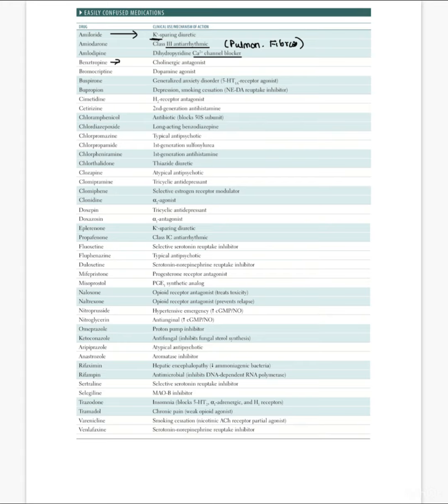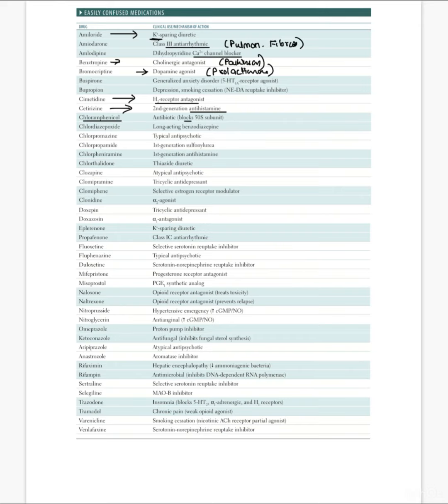Then benztropine, guys, try to recall where we heard it, in cholinergic antagonists, this one is used in Parkinson disease, guys. Bromocriptine, a dopamine agonist, we just read this is used in prolactinoma. Then you have buspirone and bupropion, guys. This bupropion is not so important. Cimetidine, guys, H2 receptor antagonist, this is again important. Cetirizine, guys, when do you use cetirizine? When you have allergy, that is a second generation antihistaminic, so it will not cause sleeping issues, that you will feel sleepy after eating a tablet.